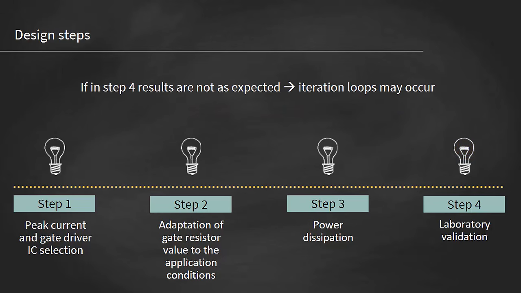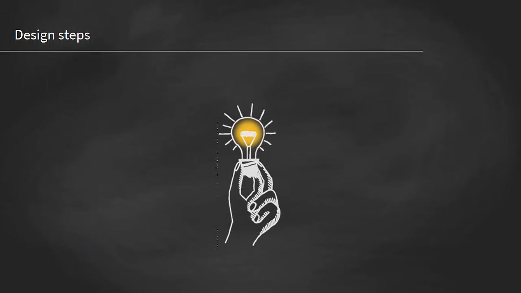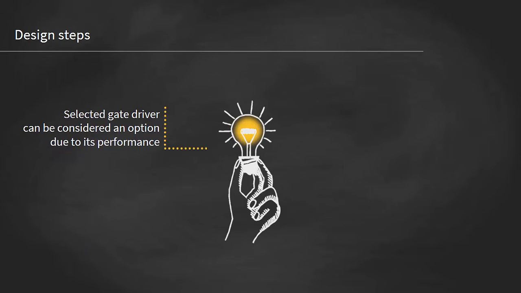If in the fourth step the results are not as expected, iteration loops can occur for recalculation or testing of another gate resistor value. As soon as the final value is defined, the corresponding gate driver can be considered an option due to its performance.